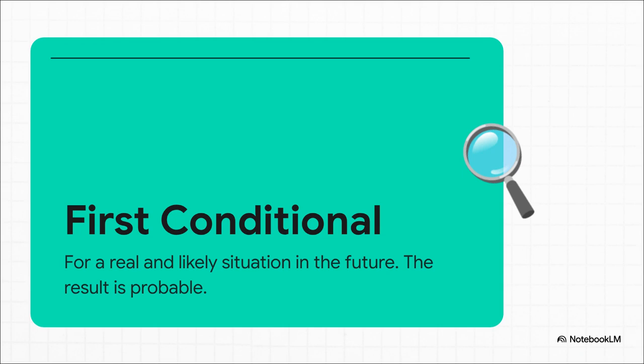Next up is the first conditional. Now, this is where things get a little more interesting. We're moving away from those universal, always true facts and into real-world possibilities. Honestly, this is the one you probably use all day long without even thinking about it. It's for making plans, predicting what might happen, all that good stuff.